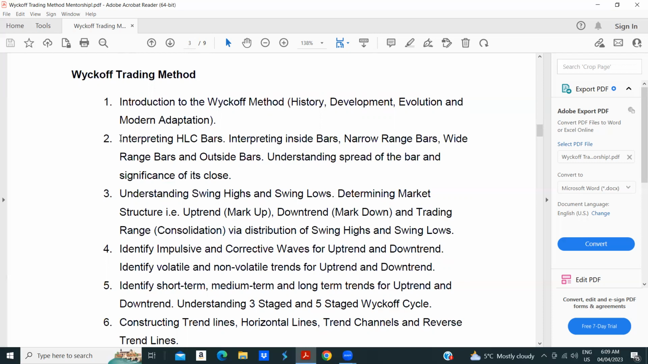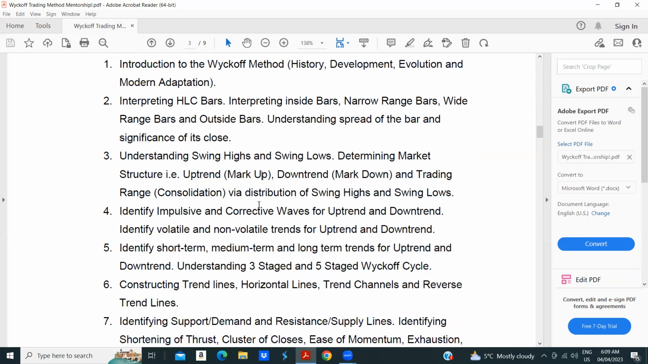And then we're going to interpret the HLC bars. HLC bars are the high-low-close bars. We will interpret the inside bars, the narrow bars, the wide range bars, and the outside bars. We will also understand the spread of the bar and the significance of its close. Then we will move on to understanding the swing highs and lows.